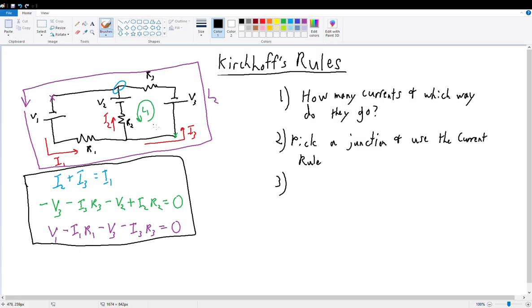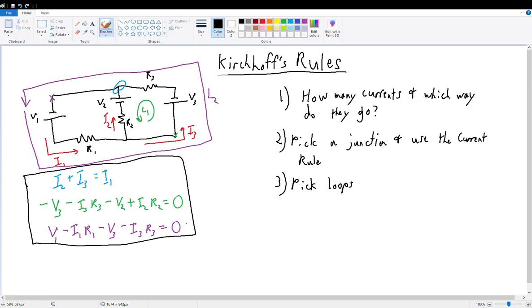Step 3, you need to pick loops. How many loops? Enough to complete your system. In this case, we needed 2 loops because we need a grand total of 3 equations for our 3 unknowns. If instead we had 4 currents, then we would need 4 equations. 5 currents, 5 equations, and so on. Remember, we need as many equations as we have unknowns.